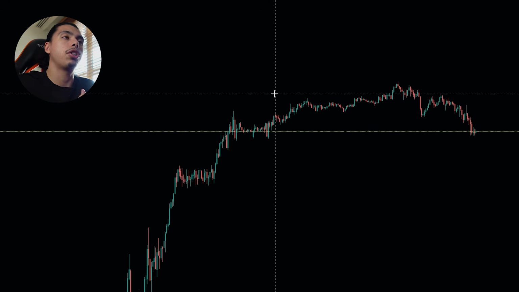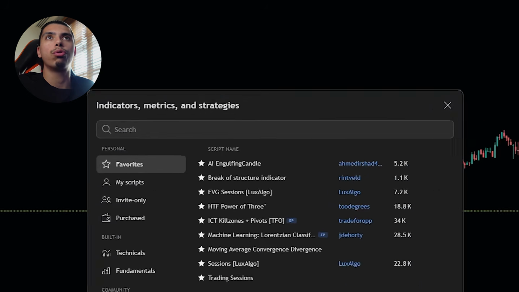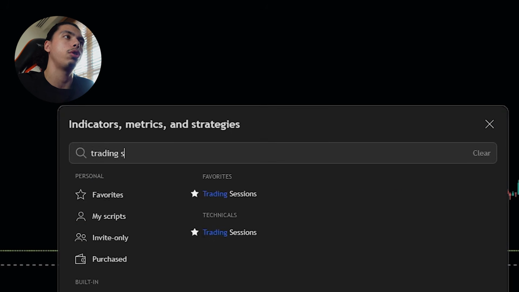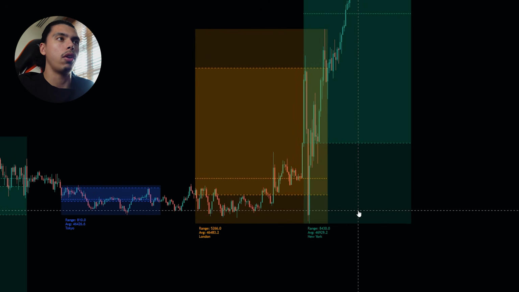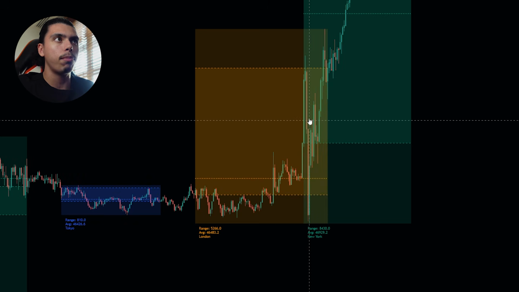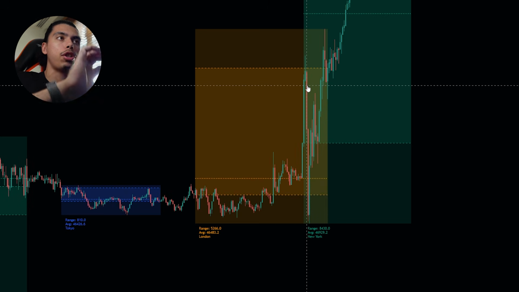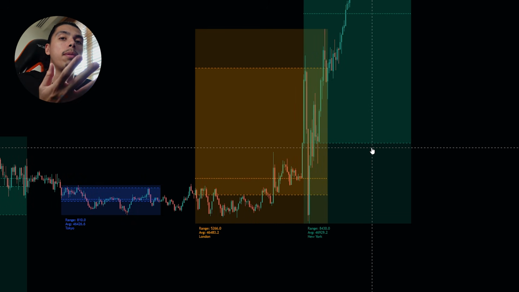So once you come to a blank chart, all you're going to do is get an indicator called trading sessions. You're going to open that and all it's going to show you is your trading sessions. I have Asian in blue, London in orange, and New York in red. And just to make this clear, this is New York Stock Exchange Open, not New York Open. It's the Stock Exchange Open, 9:30 a.m. Eastern.